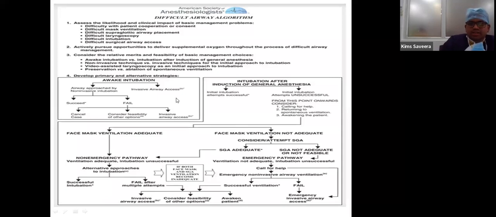And we have an algorithm which we should follow when it is difficult. In case of awake intubation, if the non-invasive attempt is a success, it is okay. If we fail, then we will cancel the case. If it is feasible with other options like supraglottic airway devices, then we will go for supraglottic. Or if we fail both supraglottic and non-invasive, then we have invasive airway access like cricothyroidotomy or tracheostomy.